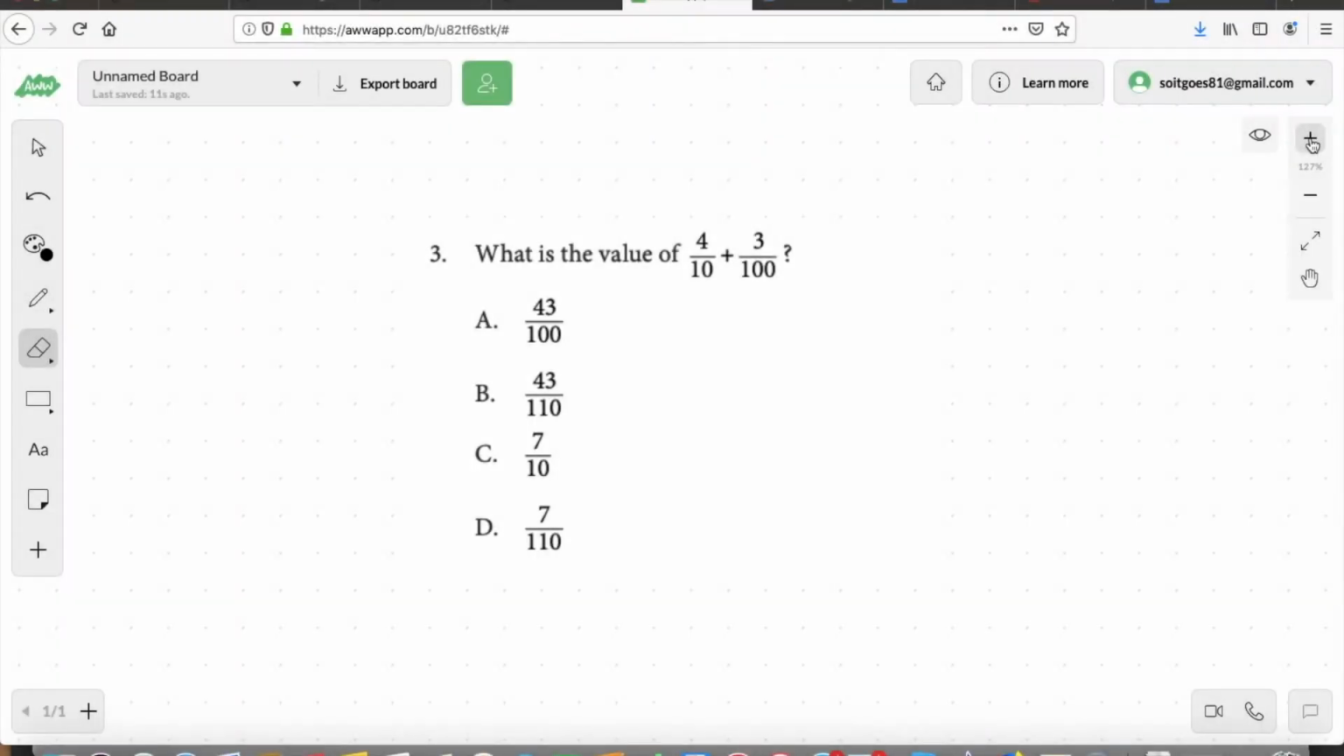Go ahead and read question number 3 for me, please, Jackson. What is the value of 4/10 plus 3/100ths? Yeah, good. 3/100ths, I like that. Okay, good. So before we do the operation here, first of all, are you familiar with adding fractions?